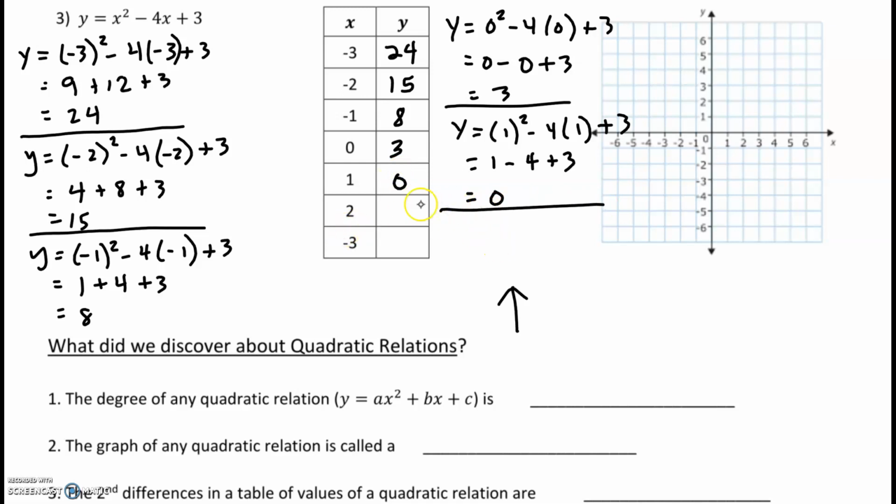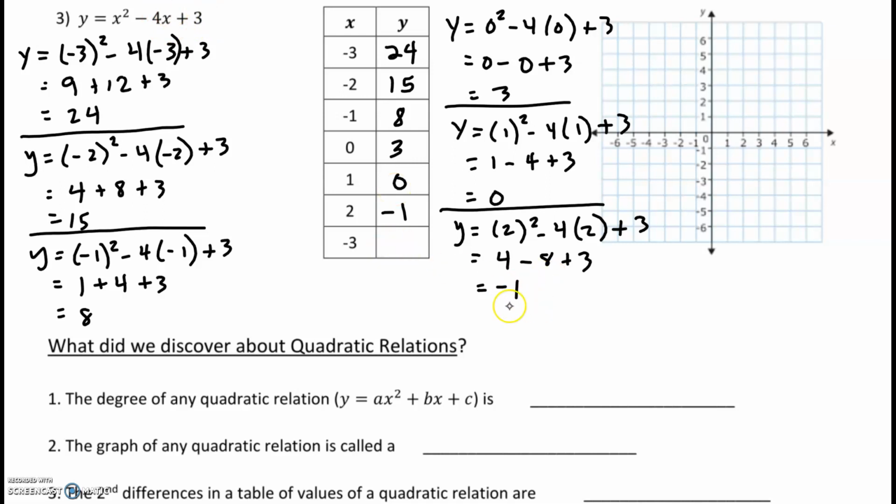Okay, let's sub in 2. So I'm assuming that this next value is going to be 3. Let's check it out based on what we saw in our other examples. So we'll sub in y equals 2 squared minus 4 times 2 plus 3. So 2 squared is 4. Negative 4 times 2 is a negative 8 plus 3. 4 minus 8 is negative 4. Plus 3 is a negative 1. So it did not do what I anticipated. So we can see having the negative 4x plus 3 changed the pattern that I am used to.